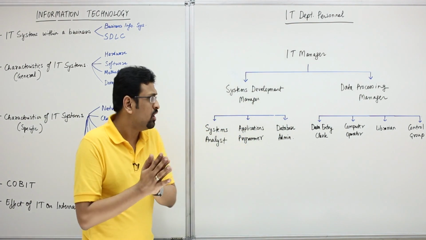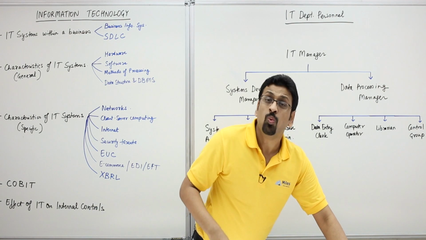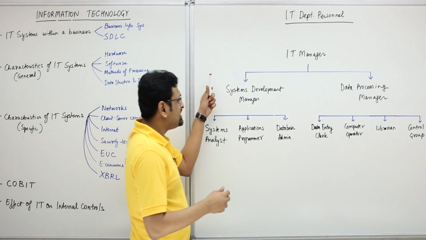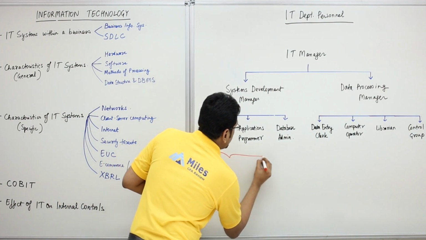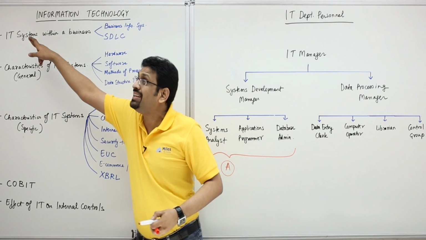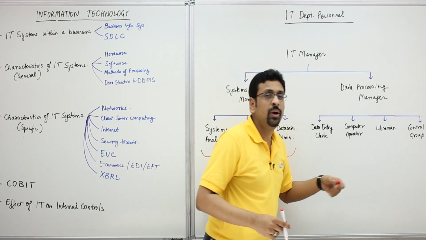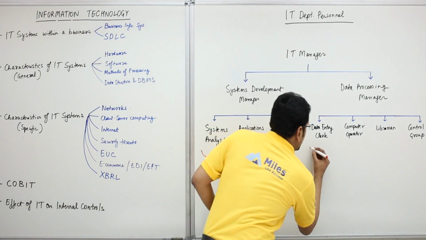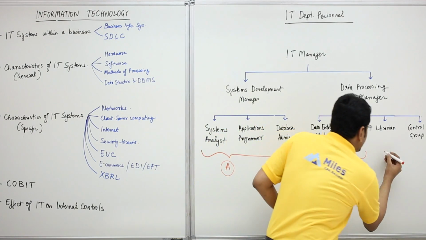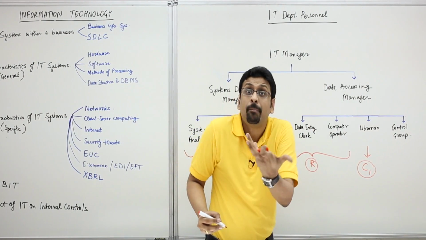So as you can understand here, we have a lot of people working in our IT department. Let's see what part of internal controls they are all in charge of. The systems development team, we could say, is in charge of authorization. They are the ones who create the IT system. Then you have the data entry clerk and the computer operator. They are doing the record keeping function. The librarian has custody. And you have the control group who come in periodically and do comparisons and reviews.